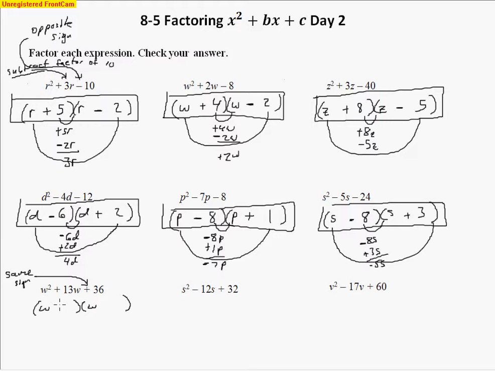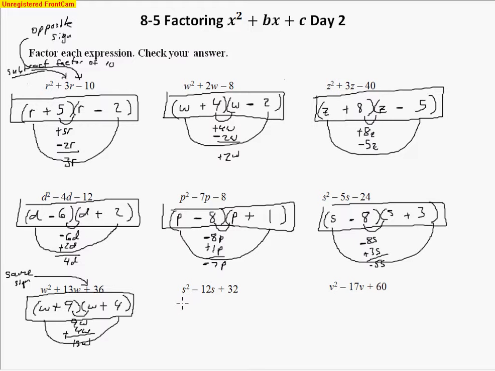So we have W, and they're both the same sign, so we know what the signs are because they add to make a positive. To make 36, let's try 9 times 4 and see if that works. So you add those numbers, 9W, and we have 4W, and those do add to make 13W. So that is the right or the correct factored form.